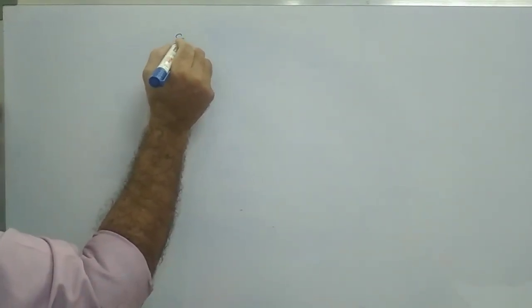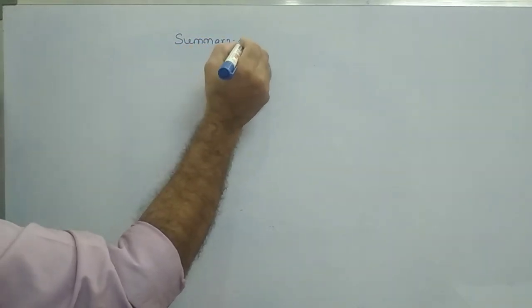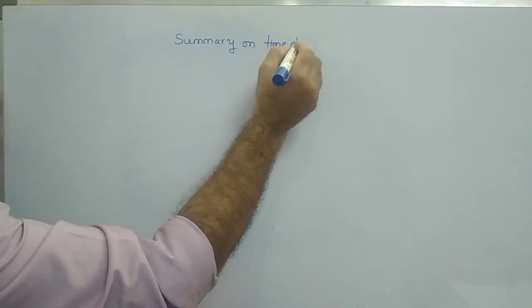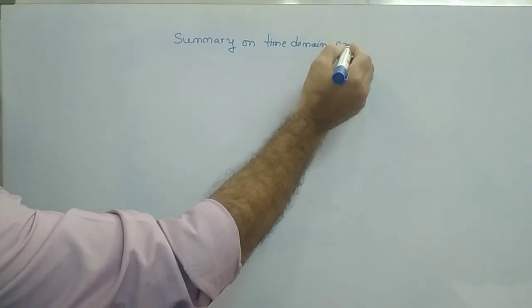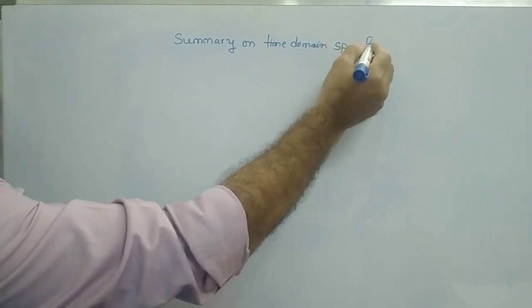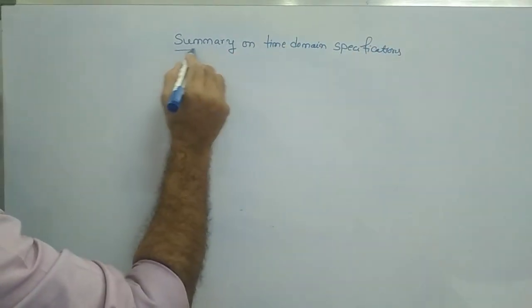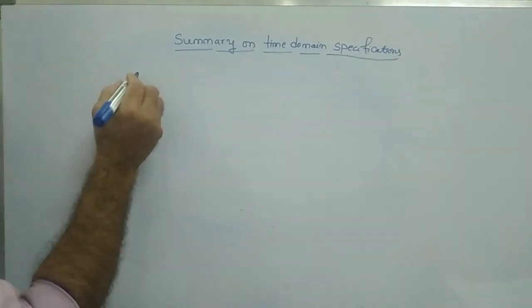And I will summarize for you. So what are the time domain specifications we have seen? In summary, you can write like this: summary on time domain specifications. So the summary is nothing but what we have seen till now.